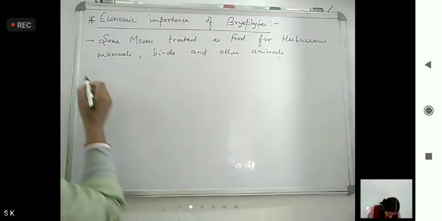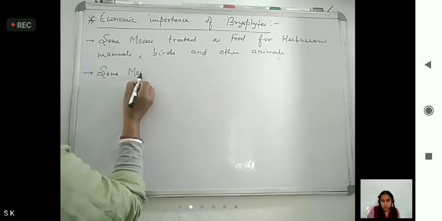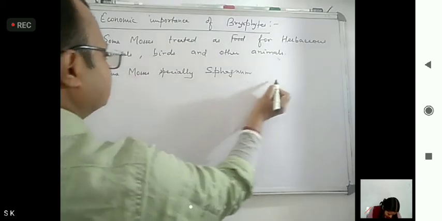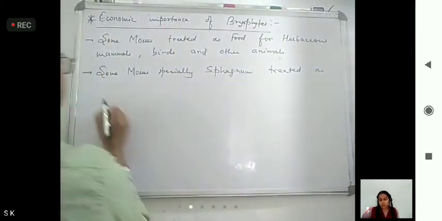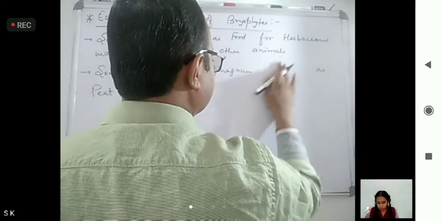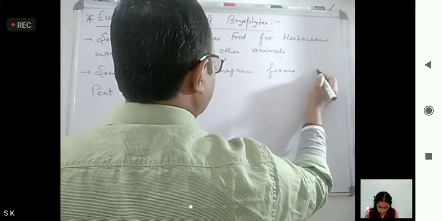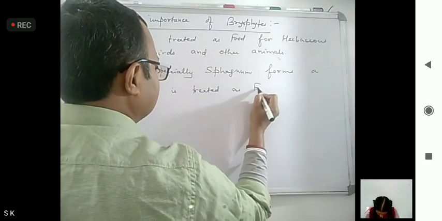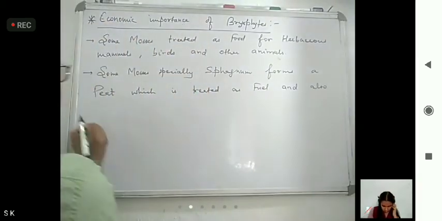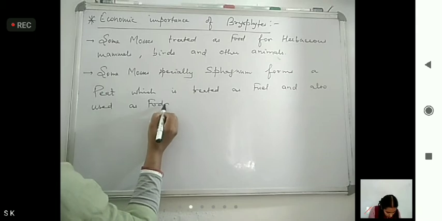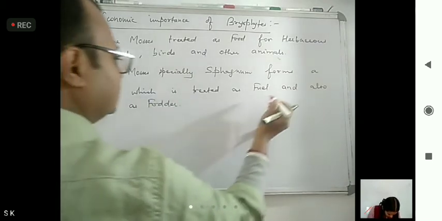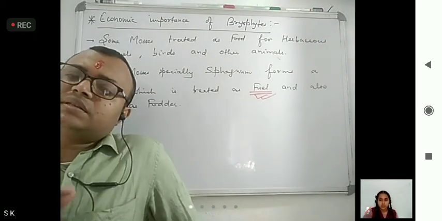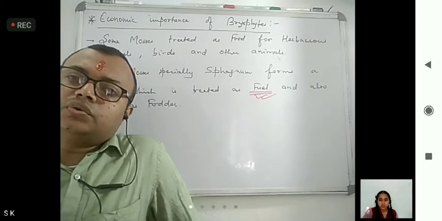Some mosses, especially sphagnum, form peat, which is treated as fuel and also used as fodder. So this peat is treated as fuel and also used as fodder. Now this sphagnum also has the capacity to hold water.